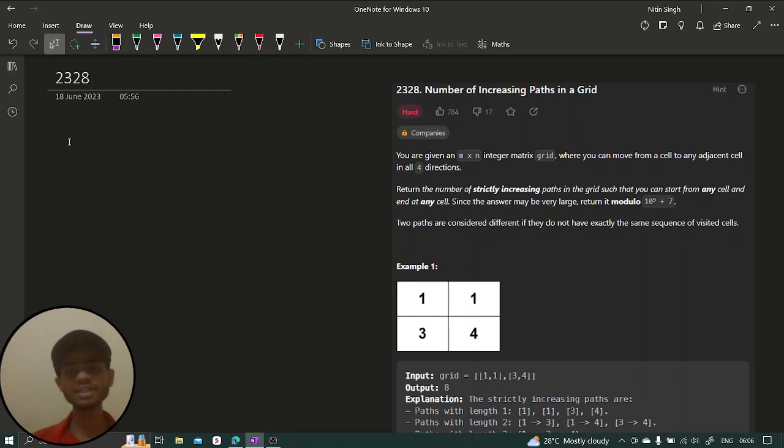Hi everyone. In today's challenge, we are going to solve this problem. The problem name is number of increasing paths in a grid, and the problem number is 2328. Alright, guys. As usual, first of all, we are going to clearly understand this problem statement. After that, we are going to move to the logic part.